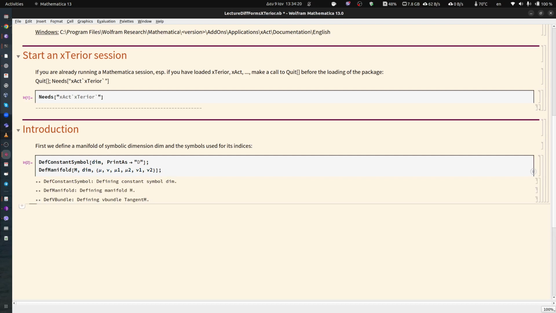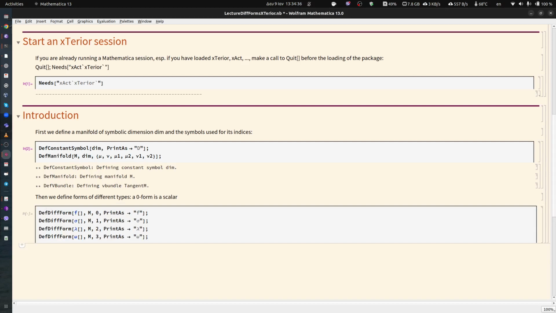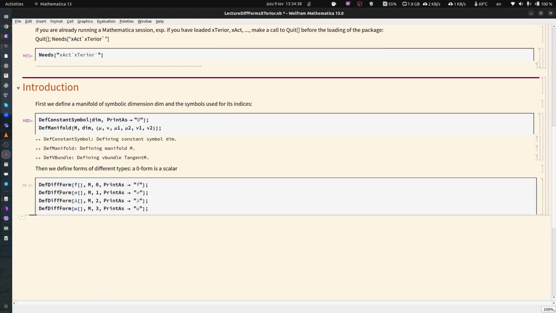So we have to evaluate this cell to make the definitions. Then we have to define differential forms in order to use them. All differential forms must be declared using the function defDiffForm. In this simple usage that we show here, the first argument is the name of the differential form. So the differential form, you see, comes with its name, f, sigma, lambda, omega, but then we put empty square brackets.